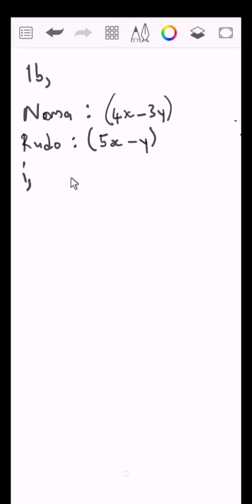Question A requires us to take Noma's 4x minus 3y and add it to Rudo's 5x minus y. That is the money they have together. I think I have put across my point clearly: if algebra seems confusing, try to relate it with what you already know. Then move from the ordinary numbers you are used to, to algebra.